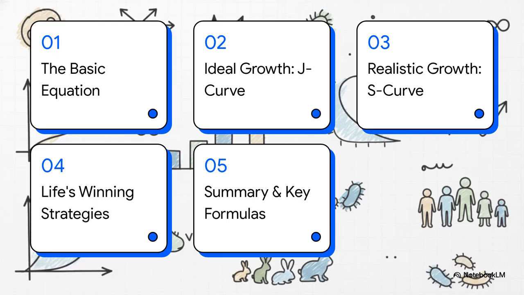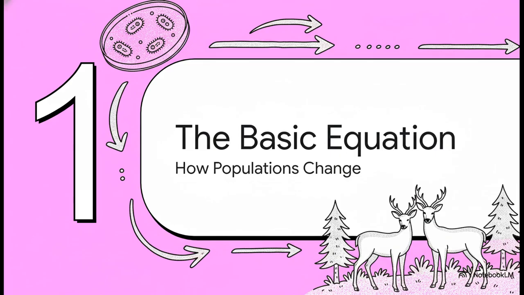So here's our game plan. We're going to start with the absolute basics, the simple math of population change. Then we'll look at what growth would look like in a perfect world with no limits. After that, we'll get real and see what happens when you add limited resources into the mix. We'll wrap things up by looking at some of evolution's clever strategies and do a quick recap of the key formulas.